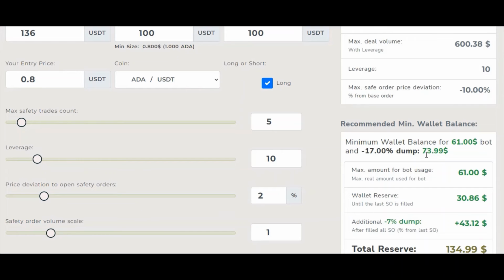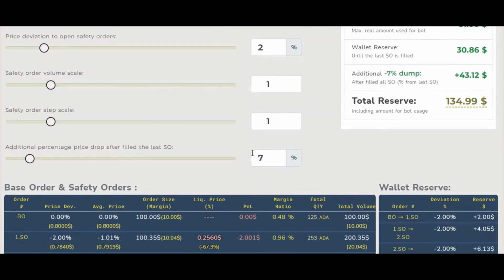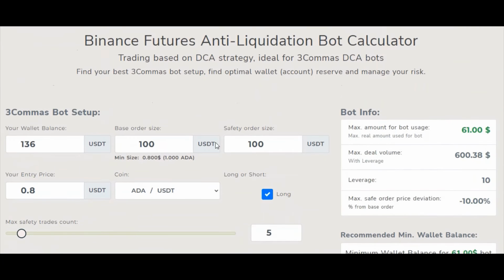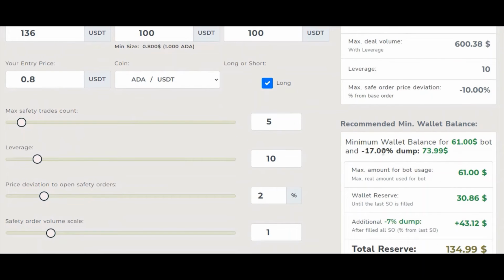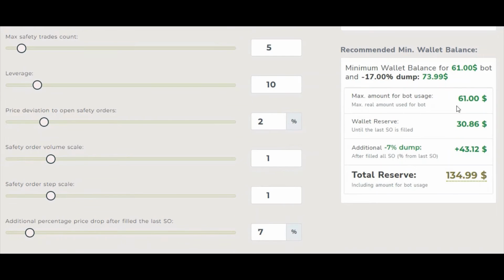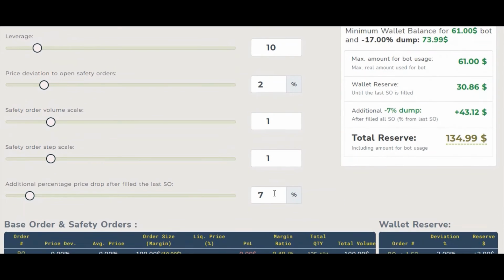What this one says is that this bot is good enough until the price of ADA coin goes 10% down, and additionally I am keeping here a 7% margin for safety on my $137, because I have $136 in my account, right? So as per this one, max amount $61, wallet reserve 60, additional 7% dump, that is what I put here.